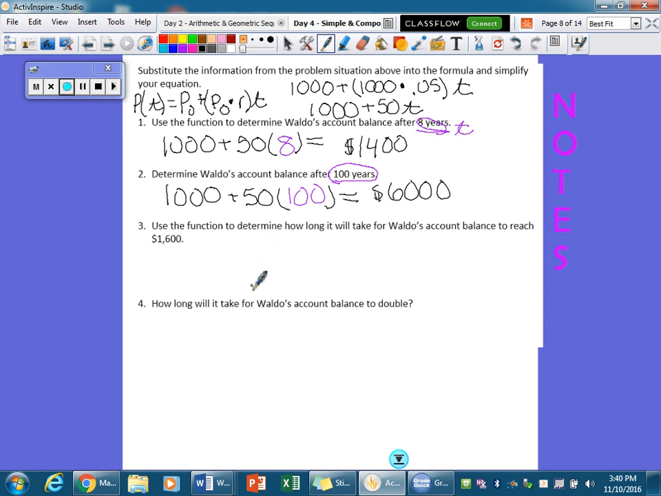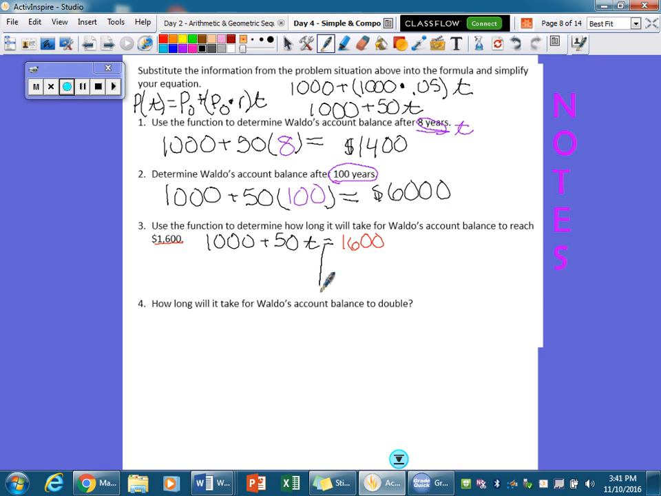All right, now we're going to do it a little backwards. Now it says use the function to determine how long it will take for Waldo's account balance to reach 1,600. Okay, so now I want to know how many years, what my t value is, if I know my answer already. So now I know my answer is 1,600. So I'm going to rewrite my formula, but include t this time: 1,000 plus 50t equals 1,600.